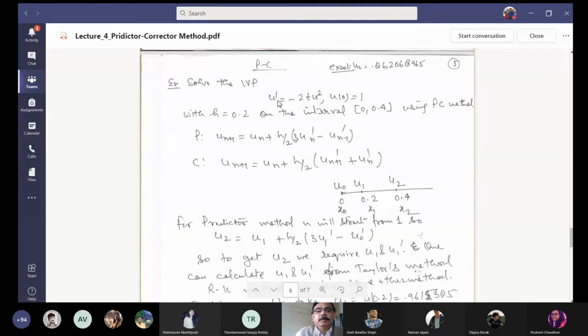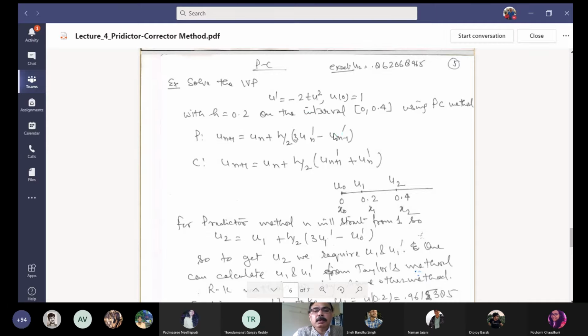This is the problem, you know it very well: u prime equal to minus 2t u square, u0 equal to 1. We take h as 0.2 on the interval 0 to 0.4 using the PC method, the predictor corrector method. The predictor method is given as un plus 1 equal to un plus h by 2 times 3 un prime minus un minus 1 prime. You will see that this is one of the Adams-Bashforth methods. This is an explicit method.